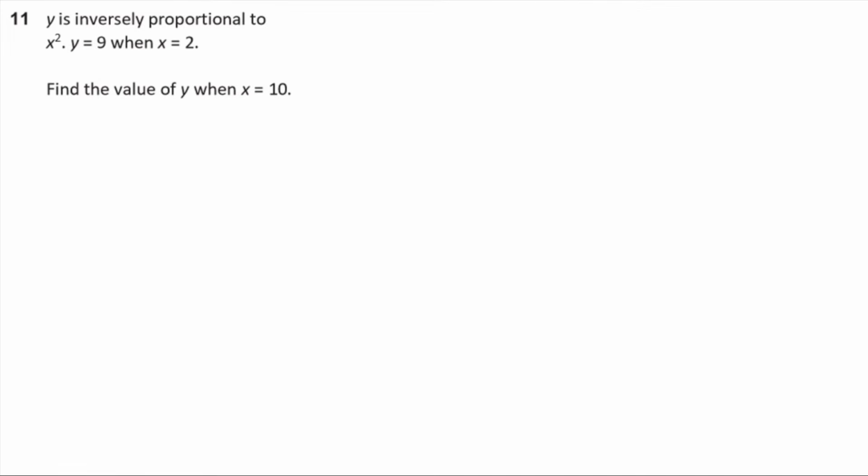Question 11. y is inversely proportional to x squared. y equals 9 when x is 2. Find the value of y when x equals 10. I like these questions, they're always the same, really easy to do once you know how to do them. So y is inversely proportional to x squared. That means y is proportional to 1 over x squared.